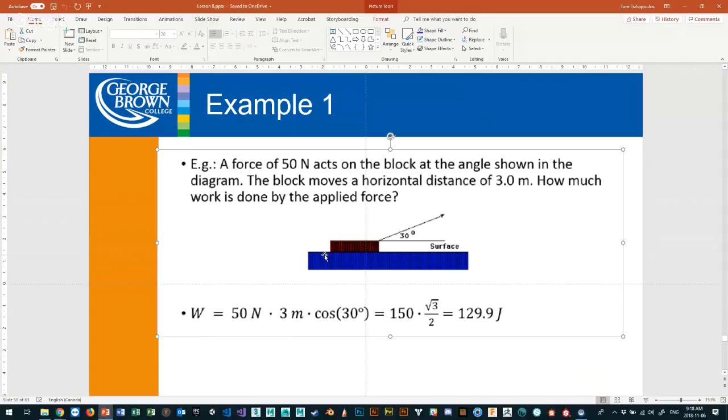That's why you have this cos theta. So it equals 150 times root 3 over 2, which is 129.9 joules. Right? So again, work is in joules.